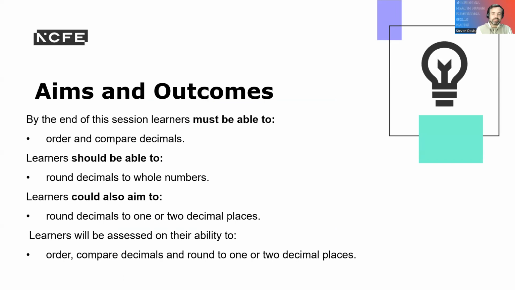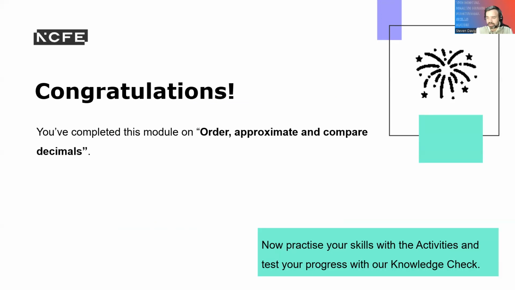So the aims and outcomes. By the end of this session, learners must be able to order and compare decimals. Learners should be able to round decimals to a whole number. Learners could also aim to round decimals to 1 or 2 decimal places. And learners will be assessed on their ability to order, compare decimals and round to 1 or 2 decimal places. And again, please do not forget to practice your skills with the activities and test your progress with the knowledge check.